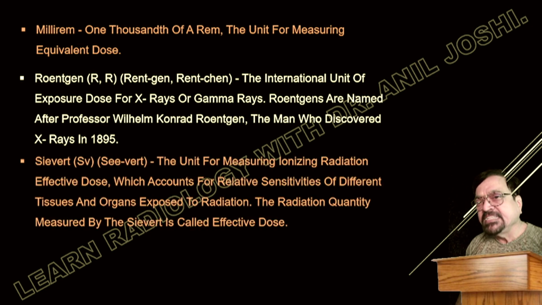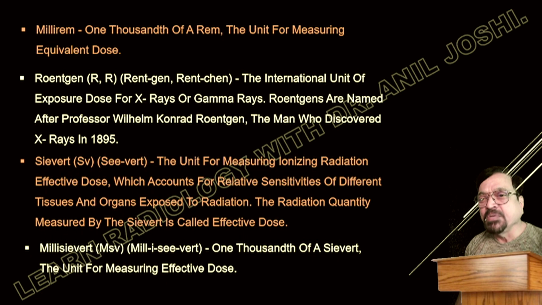Then is the Sievert. Sievert is a unit for measuring ionizing radiation effective dose, which accounts for the relative sensitivity of the different tissues and organs exposed to the radiation. The radiation quantity measured by the Sievert is also called effective dose. Now millisievert, one thousandth of a sievert, is a smaller unit of measuring effective dose.